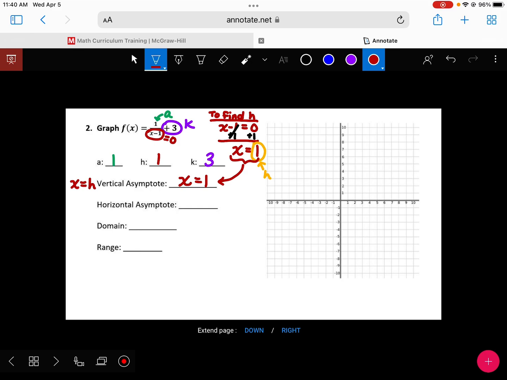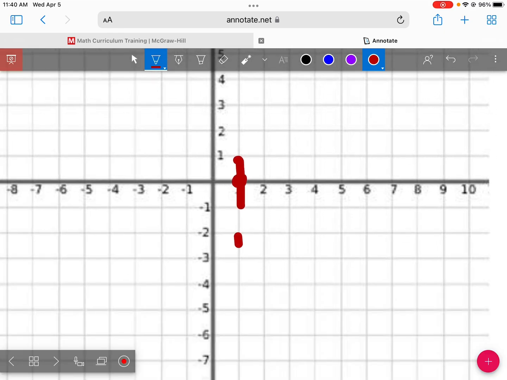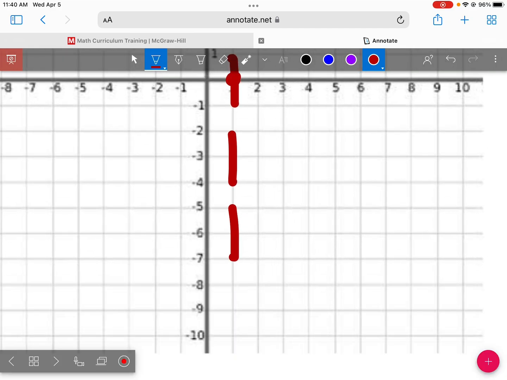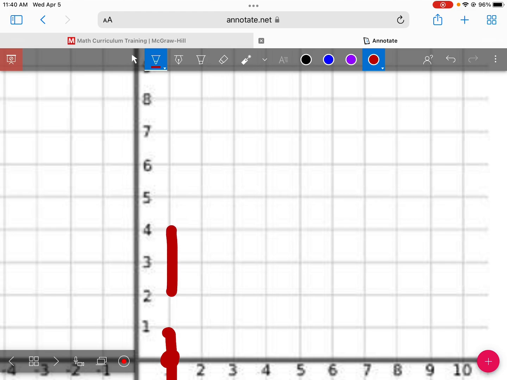This equation tells me which axis to go to. Which axis do I go to? The x-axis. And I go to what number on the x-axis? 1. Go to 1 on the x-axis, right here. Which way does a vertical line go? I'm going to do an up and down line through that point on my graph. This is my vertical asymptote. The graph is not going to be allowed to touch or cross that.